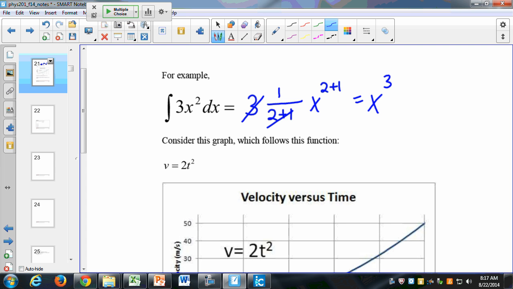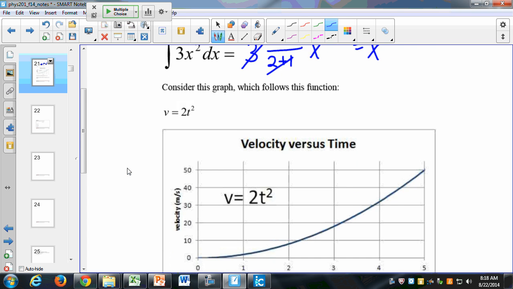Okay, we're going to do integrals in the next chapter, and we're going to use this rule: 1 over n plus 1 times x to the n plus 1. We'll use that to take the integrals. If you need, I'll remind you at that time, but this is how we find the integral.